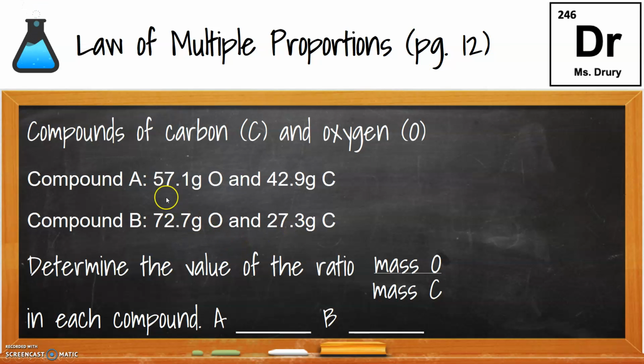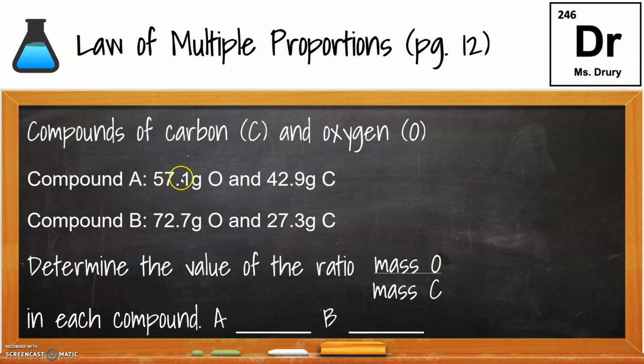Okay, in the packet it says that compounds of carbon and oxygen can form. Sometimes when they form, 57.1 grams of oxygen react with 42.9 grams of carbon, so that's done in a lab to see exactly what the ratio is. And in compound B, a different time that C's and O's react, it was 72.7 grams of oxygen reacting with 27.3 grams of carbon. So the first thing they want us to do is determine the value of the ratio of mass of oxygen divided by mass of carbon.